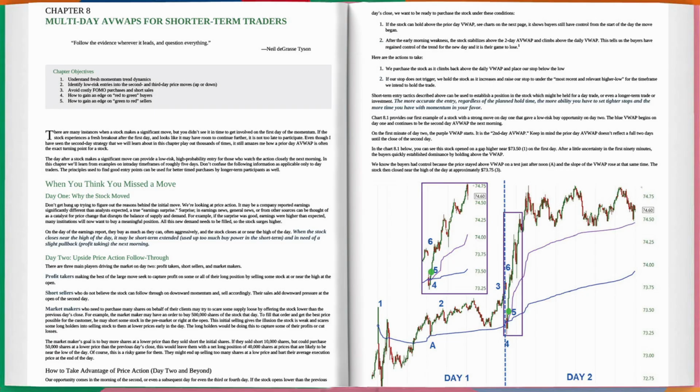Chapter 8. Multi-day AVWAPs for shorter-term traders. "Follow the evidence wherever it leads and question everything." Neil deGrasse Tyson. Chapter Objectives. 1. Understand fresh momentum trend dynamics. 2. Identify low-risk entries into the second and third day price moves up or down. 3. Avoid costly FOMO purchases and short sales. 4. How to gain an edge on red to green buyers. 5. How to gain an edge on green to red sellers.